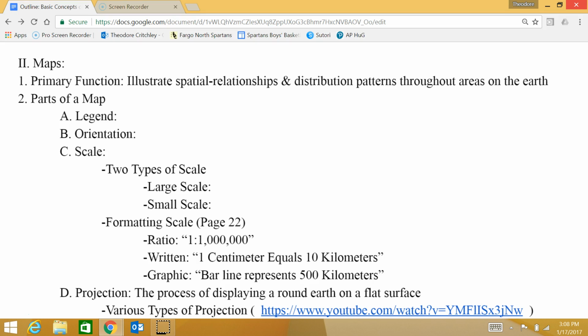Okay. Again, the keywords are small scale. That means fewer details on the map. Therefore, it can cover a greater area of the Earth. So again, fewer details for a larger area of land. And that's what we're looking at between the two.